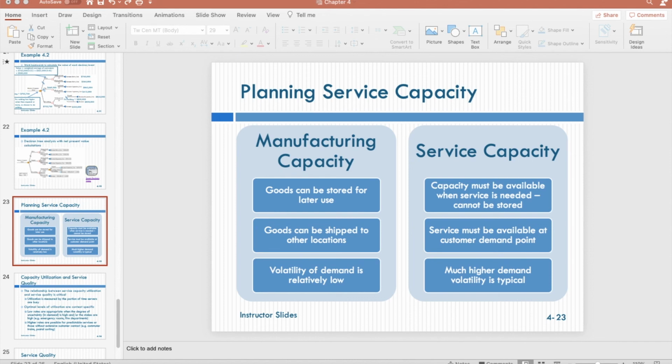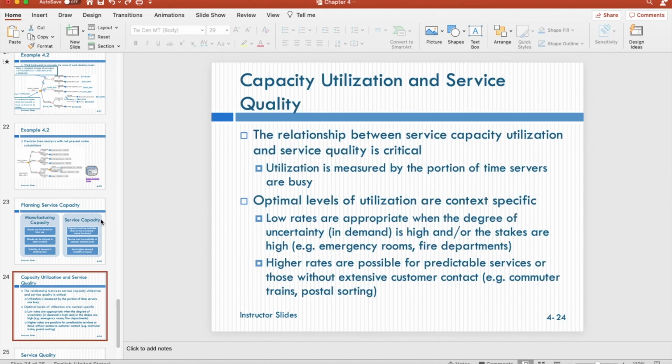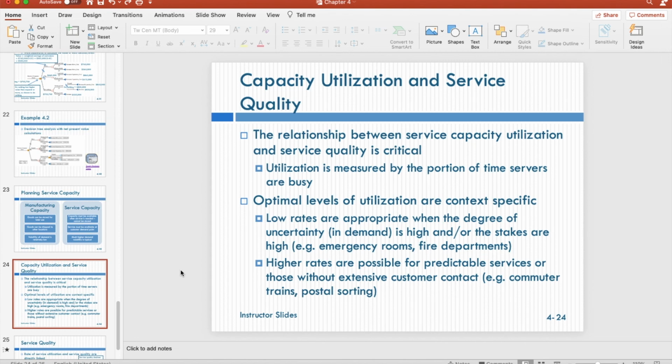Now, another thing. Since we already talked about utilization, right?